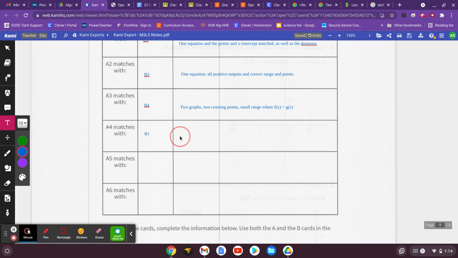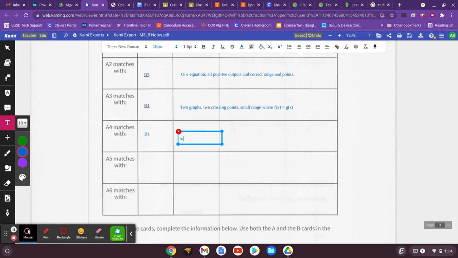And our justification is one equation. No gas equals no dollars. Limited range since it's filling a gas tank.